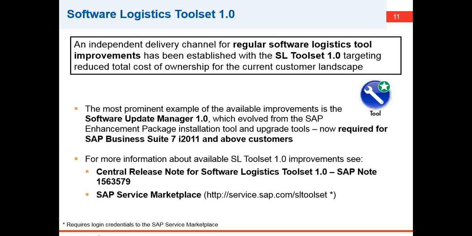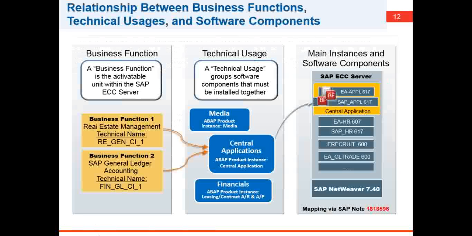So I've mentioned business functions. I haven't mentioned technical usages yet, but we'll talk more about those as we move forward. And let's talk about the relationship between the two and the software components. So a business function is the activatable unit within, in this case, the SAP ECC server. So I've listed two. These actually came out of Enhancement Package 4 or 5, if I remember correctly. One of those is real estate management. The other is a general ledger accounting function. These can be activated once they're installed on an individual basis.